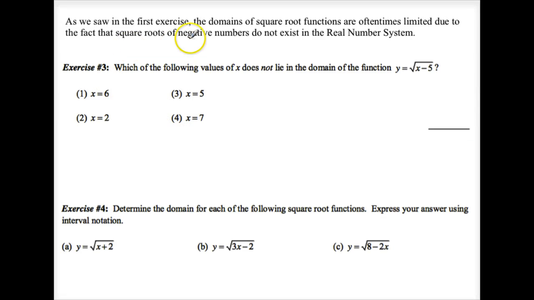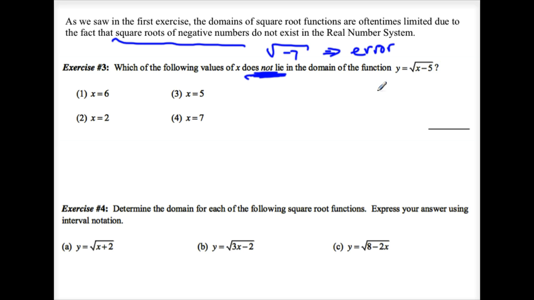Here, as we've seen in the first exercises, the domain of square root functions are oftentimes limited due to the fact that square roots of negative numbers do not exist. So this is our key thing: the square root of a negative number does not exist, meaning if I take the square root of negative 7, you will see it says error on your calculator or undefined, something like that. So, which of the following values of x does not, and that's my keyword, does not lie in the domain of y equals the square root of x minus 5?